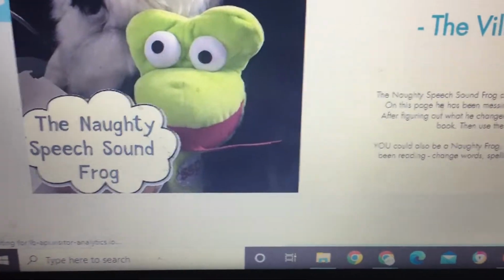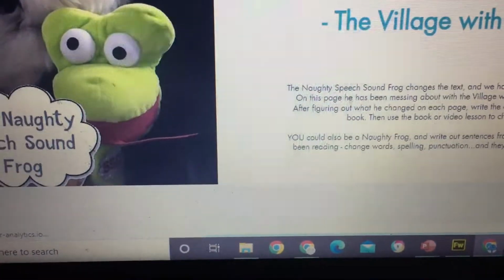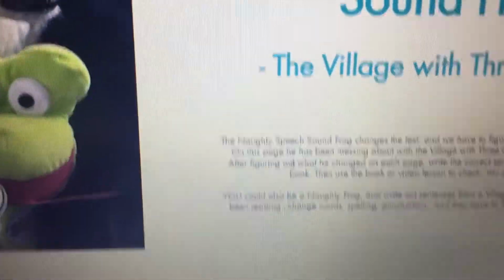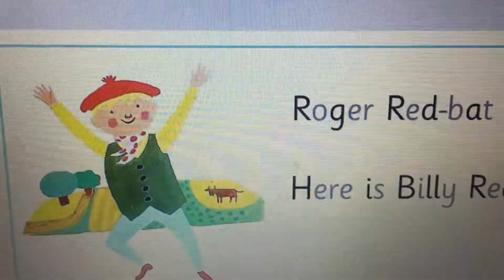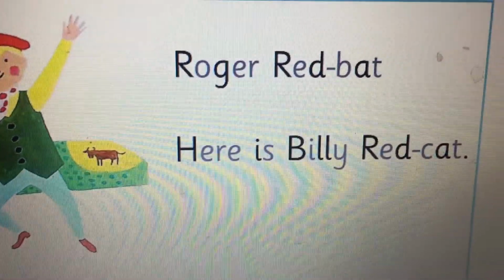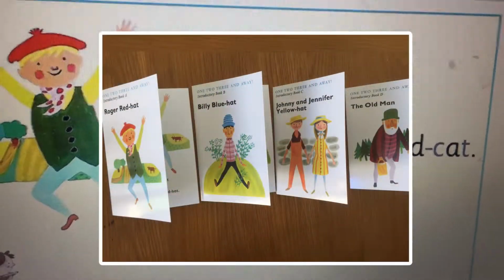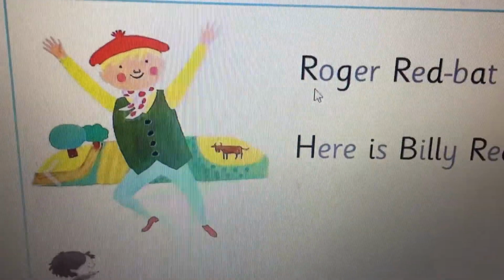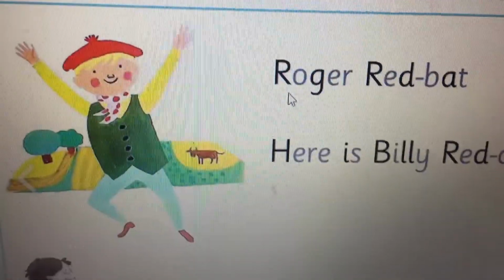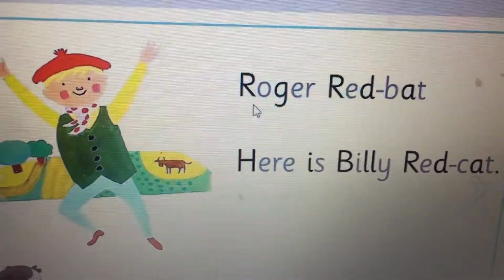So you'll know the naughty speech sound frog is much loved by the children because he messes about with the text. So what we've got here in the I Can Read Without You Lessons app is that he's messed about with the text. This is a book that they've read, lesson 76 in phase 2. They've got to go through it and have a look at the phoneme to grapheme mapping, or grapheme to phoneme mapping. Roger Ed read bat.